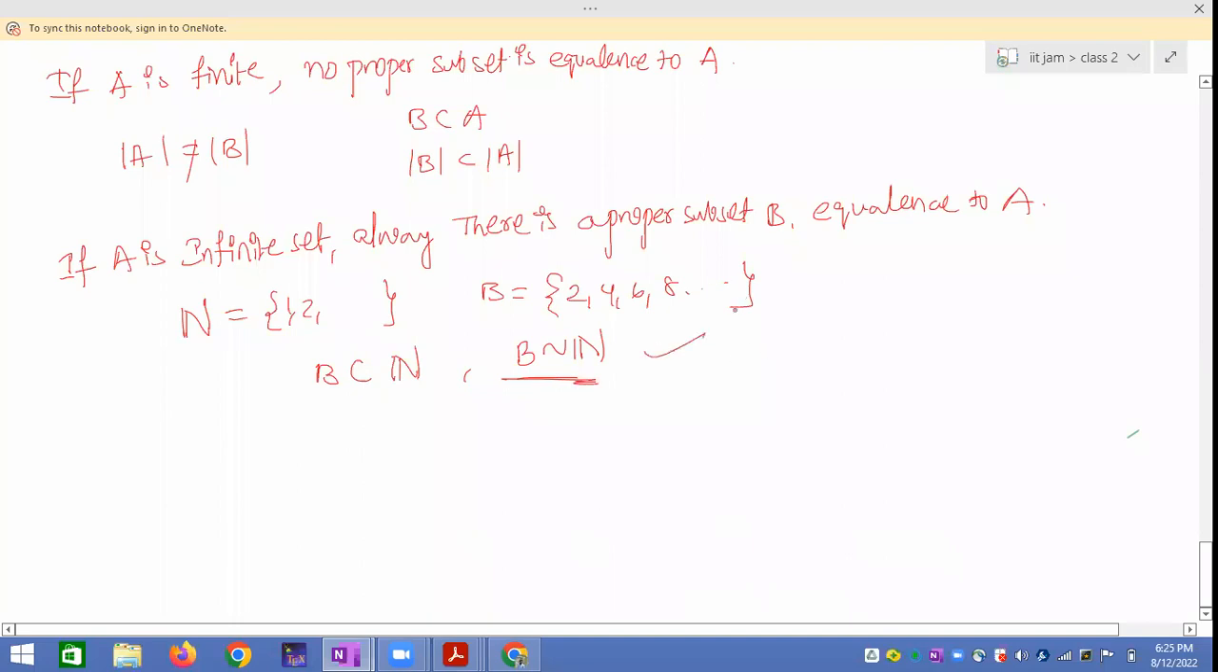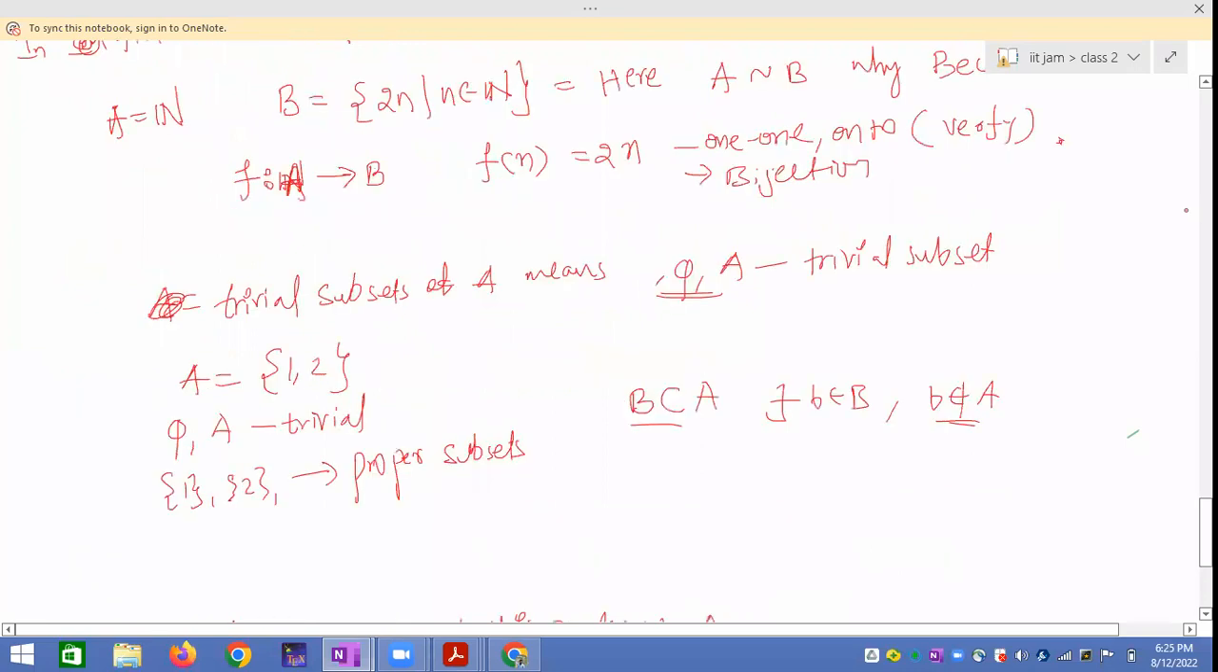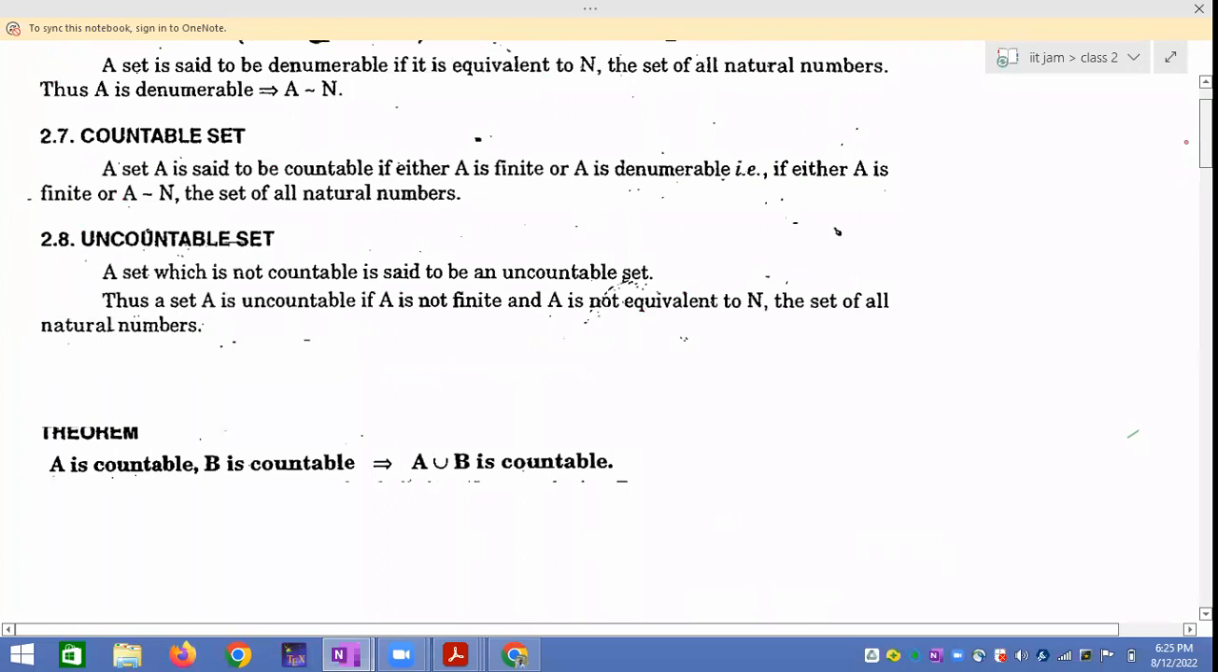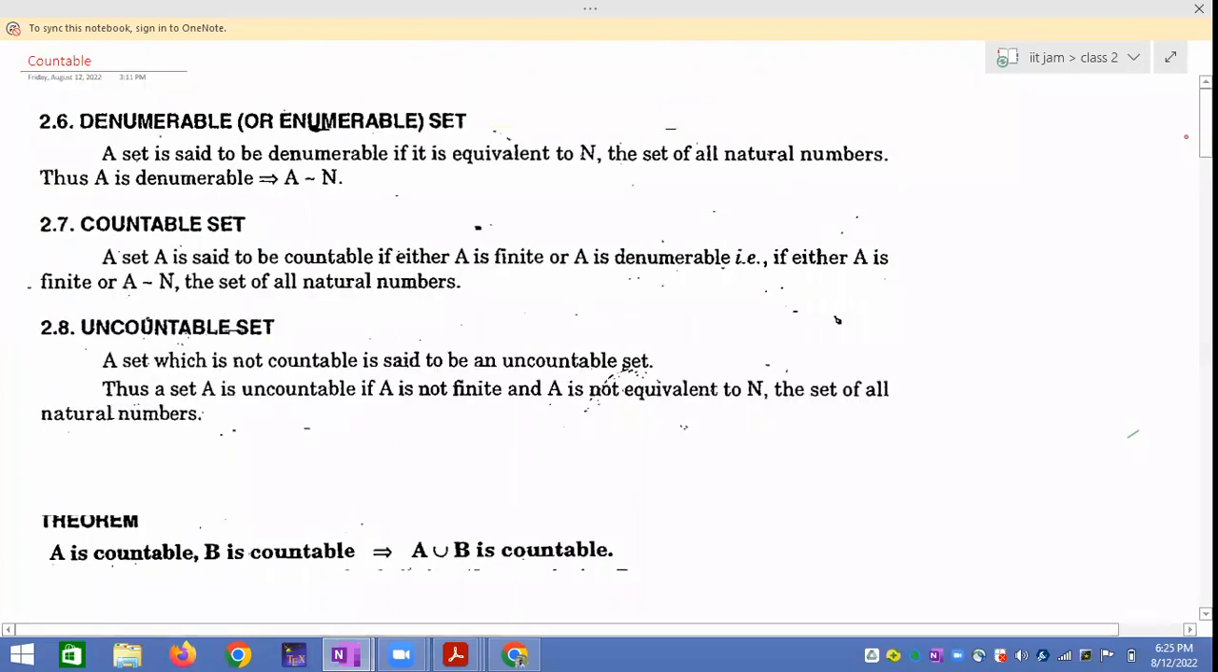Now everybody understands what the equivalence relation on sets is. Two sets are said to be equivalent if there is a bijection between those two sets. At that time we can say A and B are equivalent. Does everybody understand?